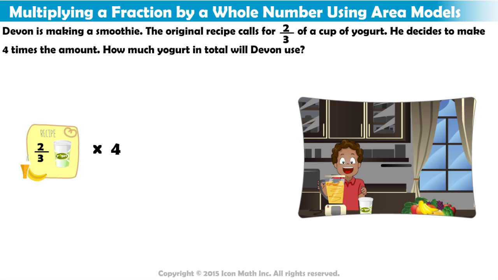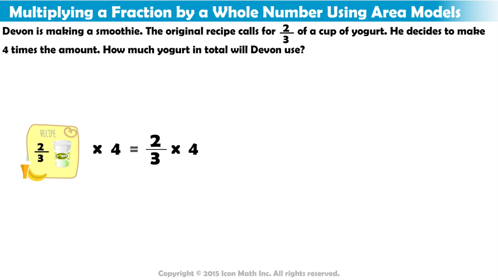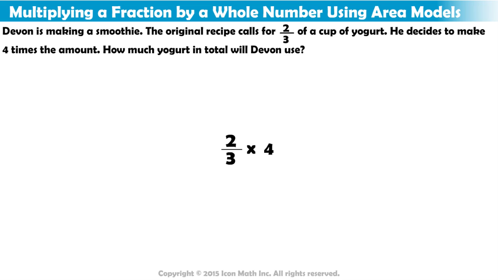We could think of adding up 2/3 of a cup 4 times, or multiplying 2/3 by 4. Let's calculate this product using area models. When representing the multiplication of 2 proper fractions with area models, we only need 1 square. This is because both our factors are less than a whole.